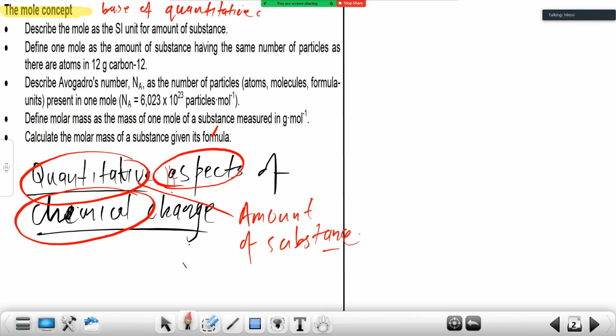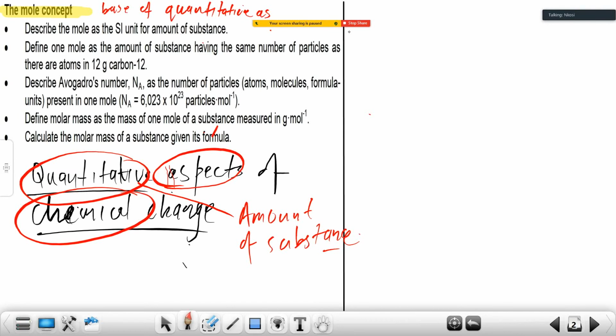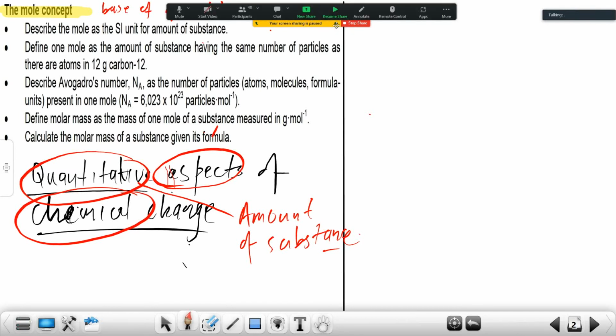Quantitative aspects. So because of this, resume sharing.